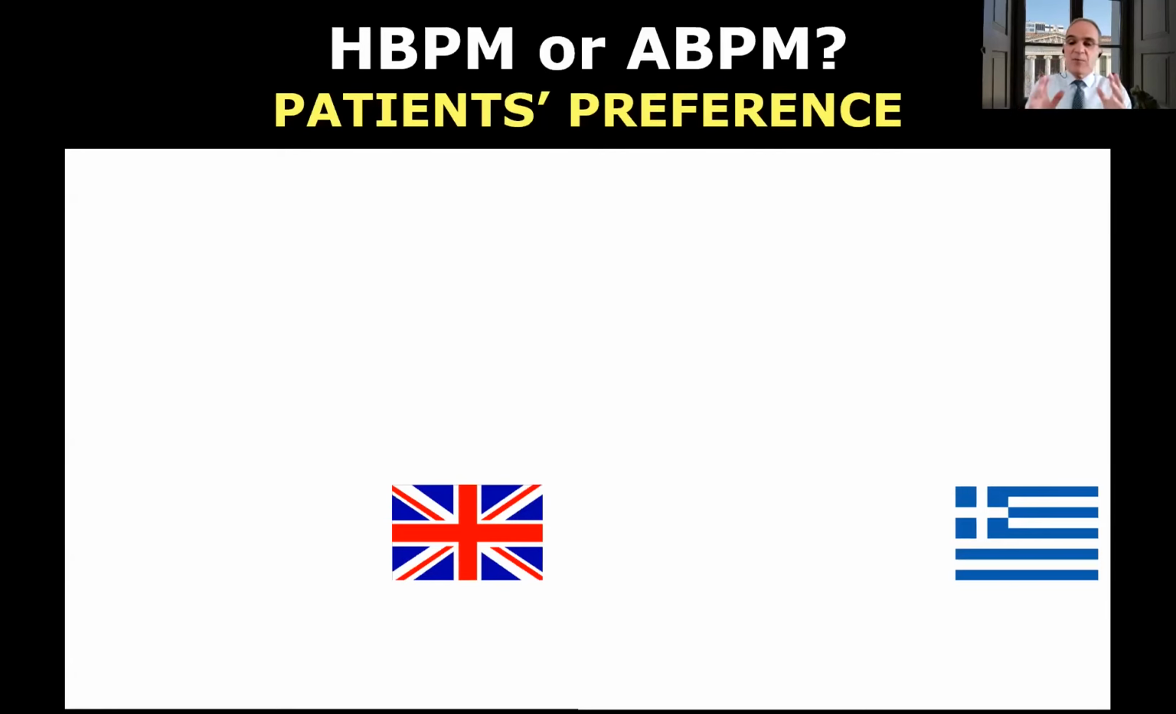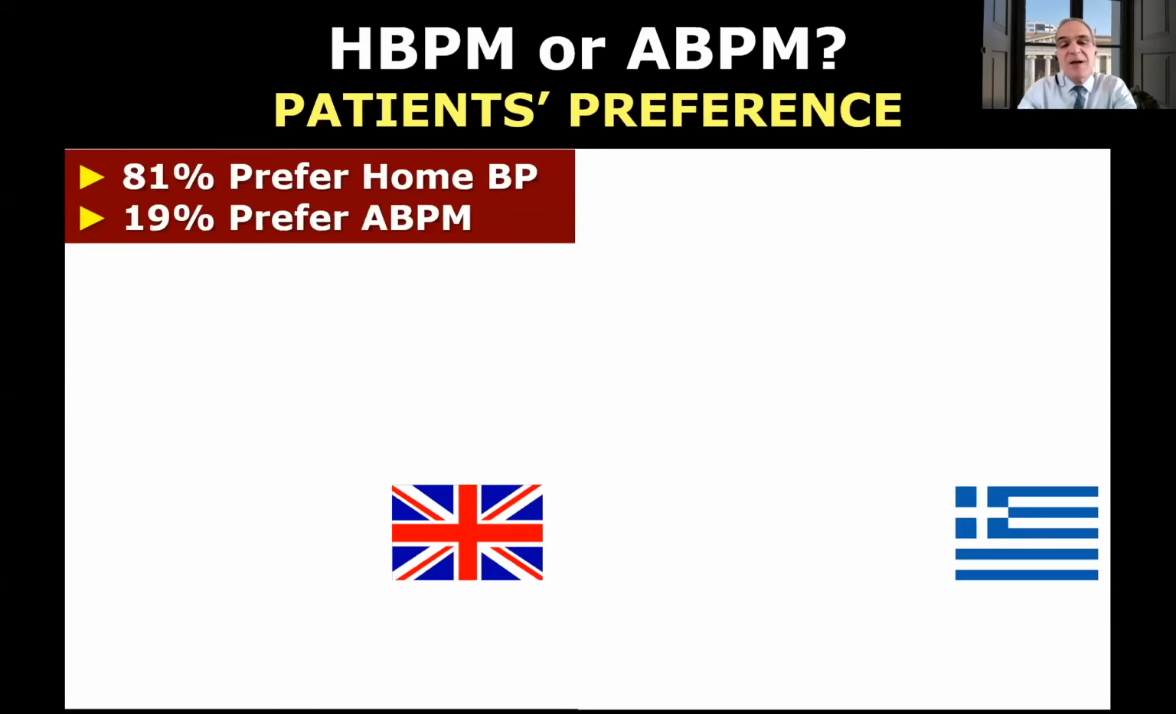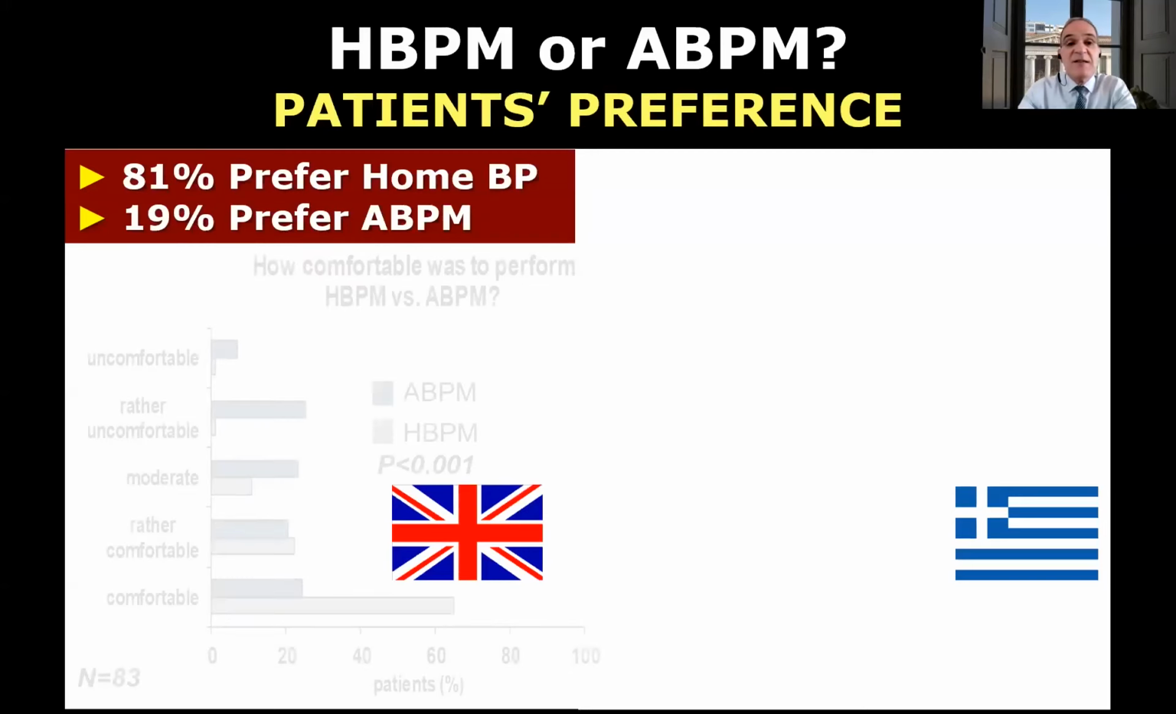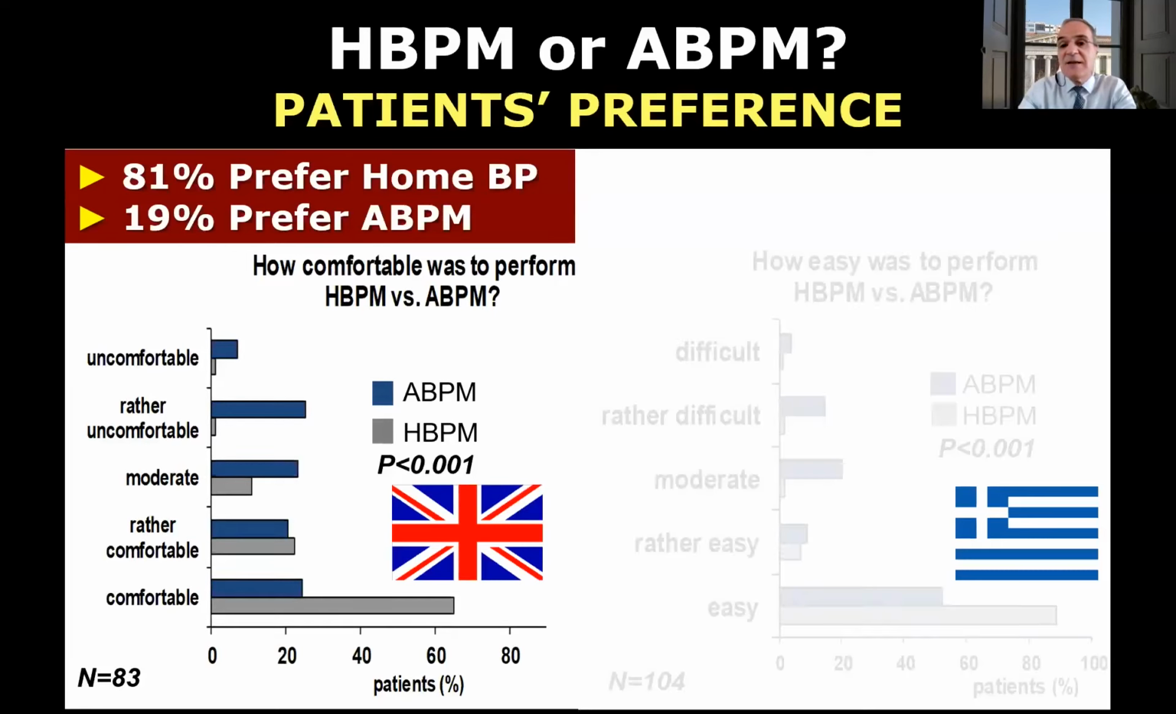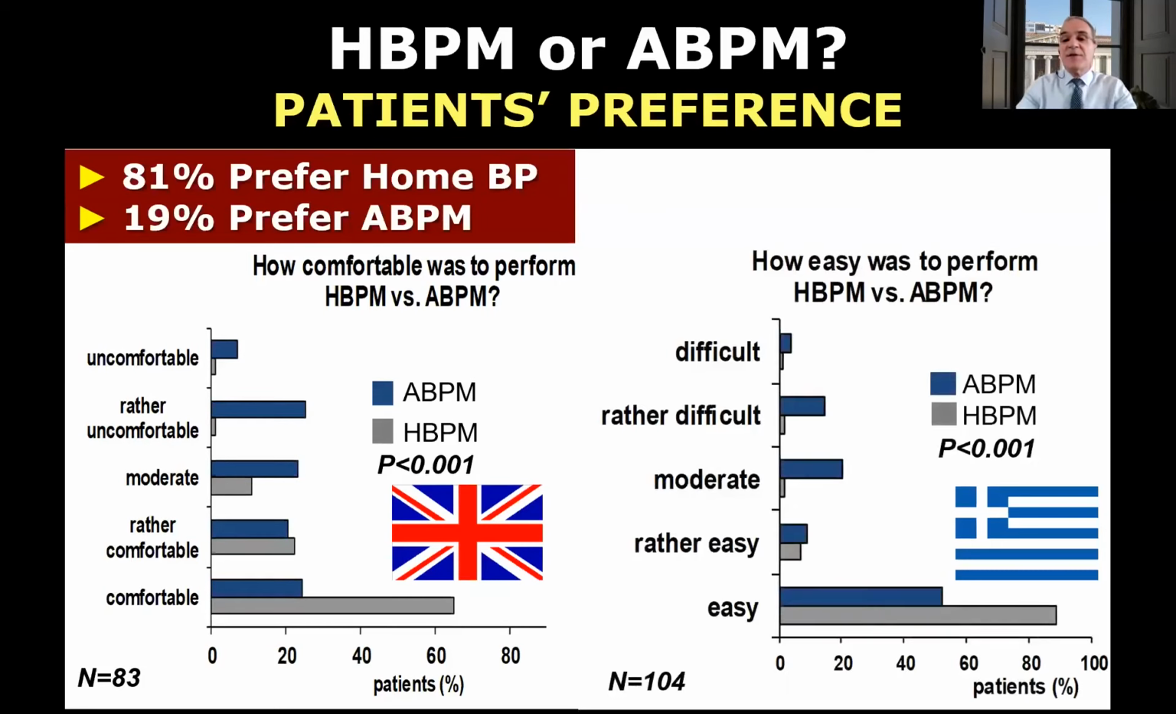So two candidates with wide use, Greece, or rare use, UK, of home monitoring. And you can see in the UK study, 81% of patients preferred home blood pressure monitoring. And they said it's more comfortable to prefer home blood pressure than ambulatory monitoring, 80%. And in Greece, more people said it is easier to perform home than ambulatory monitoring and preferred home monitoring in their next evaluation for hypertension.